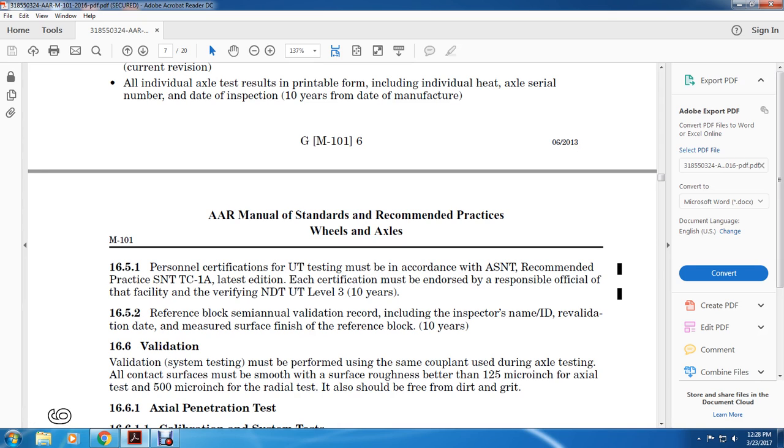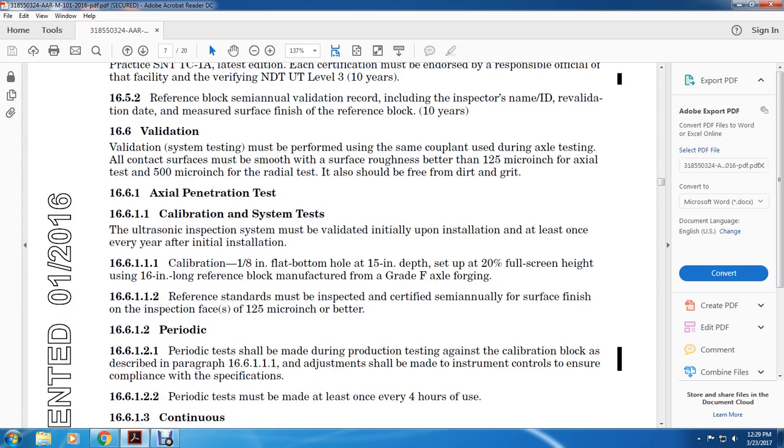All test surfaces must be smooth, with surface roughness better than 125 micro-inches for axle penetration testing, or 500 micro-inches for radial testing. Surfaces should also be free of dirt and grit.